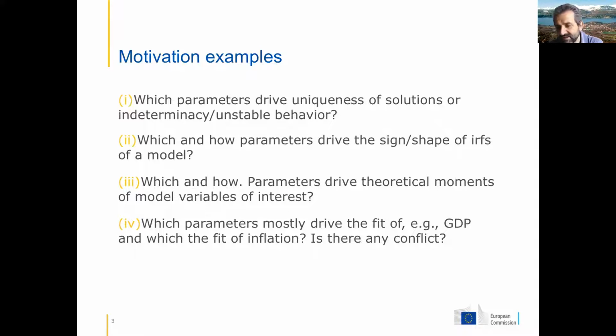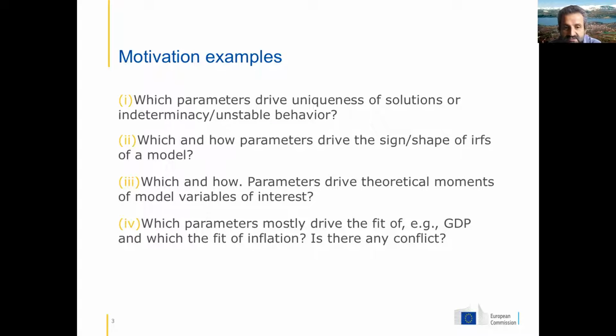Going to macroeconomics, to DSGE models, the first question that often arises is which parameters drive the uniqueness of solutions, or indeterminacy, and stable behavior, for example the Blanchard-Kahn violation. Other questions may arise: which and how parameters drive the sign and the shape of IRFs, impulse responses in a model. Which and how parameters drive theoretical moments of model variables of interest, for example autocovariances, cross-covariances among variables, and so on.